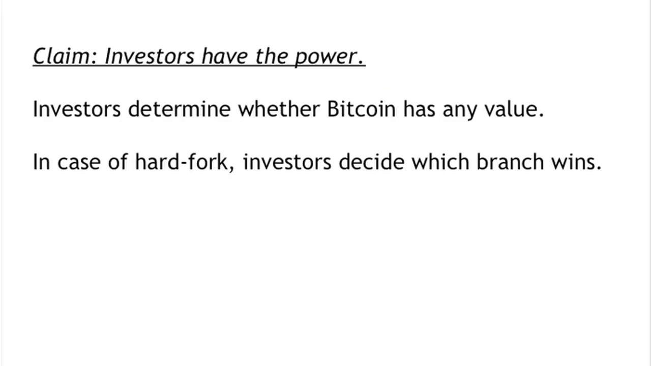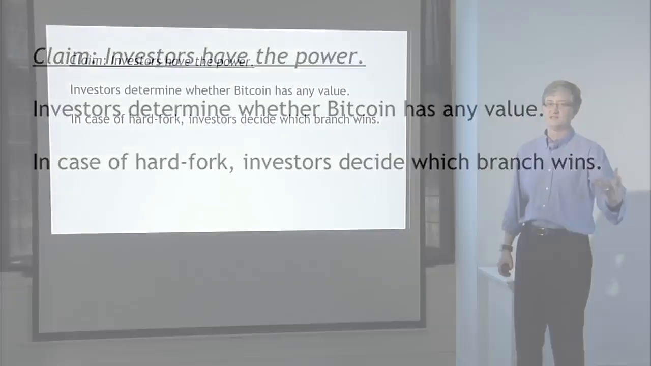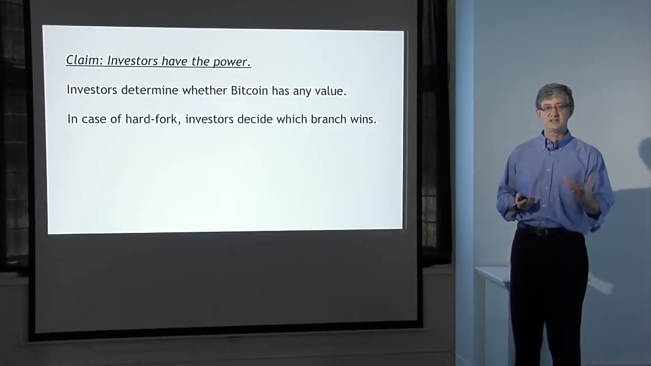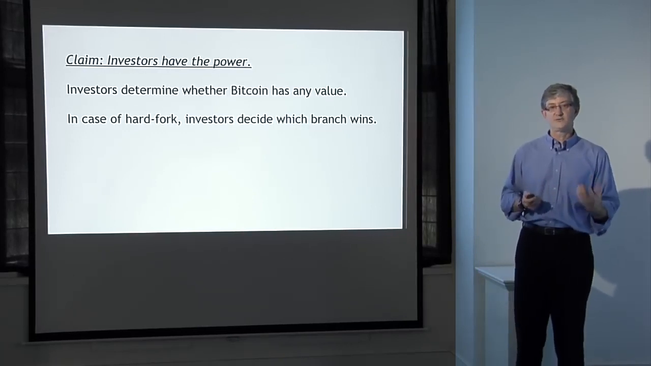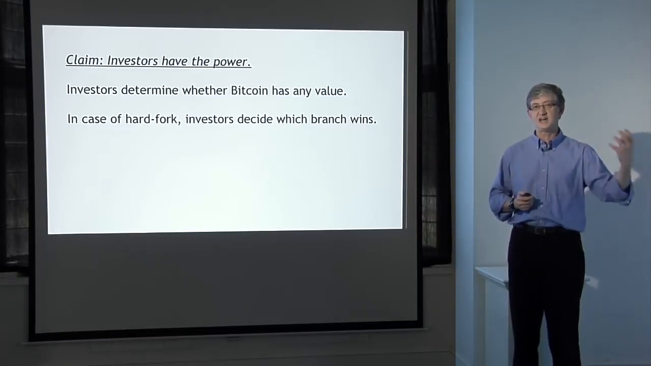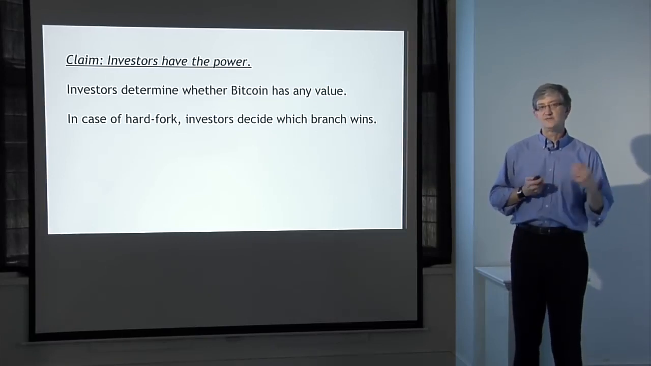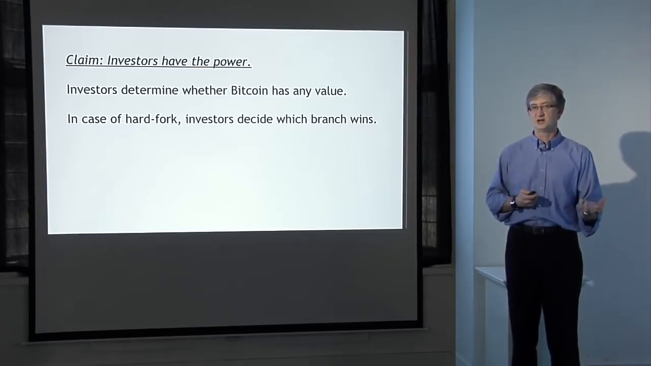You might also claim, though, that investors have the power. Why? Because investors are the ones who buy and hold a lot of the Bitcoins. And so it's the investors who decide whether Bitcoin has any value. If the miners control the consensus about the history, and the developers control the consensus about the rules, it's the investors who control the consensus that Bitcoin will have value. Or at least that's the way the argument goes. So in the case of a hard fork, if the investors all or mostly decide to put their money on one branch, on the A coin or the B coin, then that one will have a lot of perceived legitimacy. And so the investors have a lot of power to decide which way things go if there is a fork.